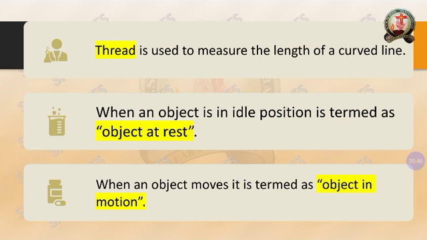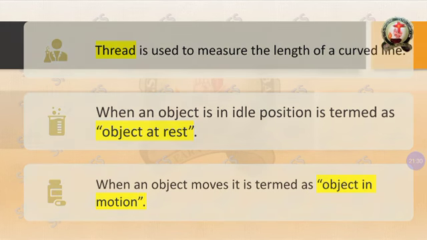Then, when an object is in idle position, idle means when it is not moving, then it is also called an object at rest. As I said, if a fan is moving, then we can say object in motion. If a fan is not moving, then we can say the object is at rest. What is the third point I said? As I said earlier, when an object moves, it is termed as object in motion. So whenever an object moves from one place to another place with respect to time, then we can say that the object is in motion.